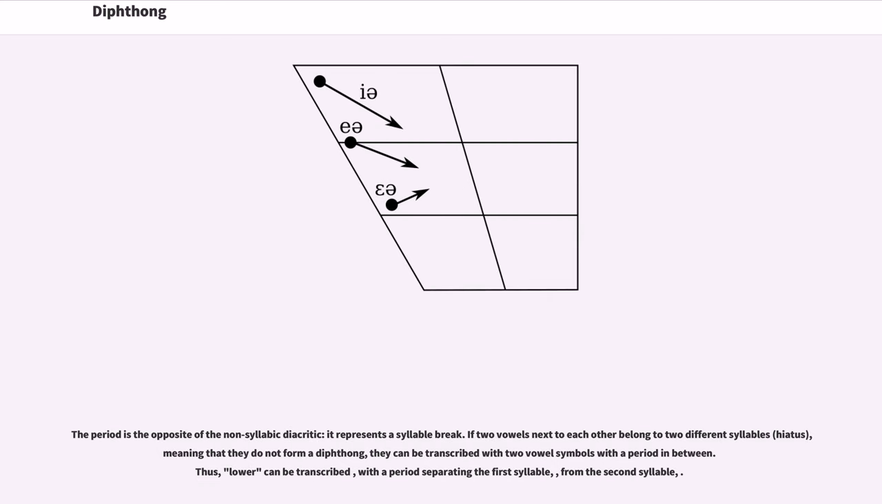The period is the opposite of the non-syllabic diacritic, it represents a syllable break. If two vowels next to each other belong to two different syllables, meaning that they do not form a diphthong, they can be transcribed with two vowel symbols with a period in between. Thus, lower can be transcribed with a period separating the first syllable from the second syllable.